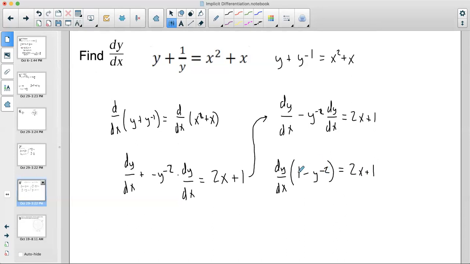Now I divide both sides by this thing. I'm left on the left side with just dy/dx. And on the right side, I have 2x plus 1 over 1 minus y to the negative 2. So I've now found dy/dx as requested.